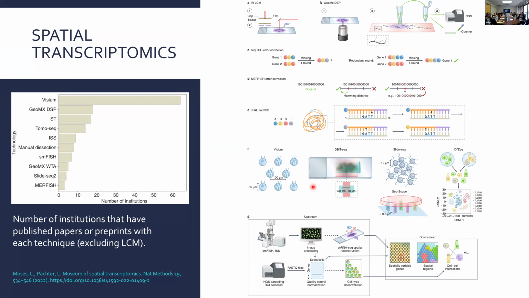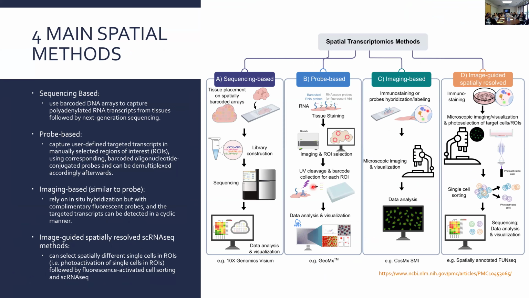So that's a big advantage here, is you can do a lot of really neat cell-cell interaction type information. As I was touching on, there are 4 broad categories of spatial transcriptomics methods: sequencing-based, probe-based, imaging-based, or this image-guided spatially resolved method.